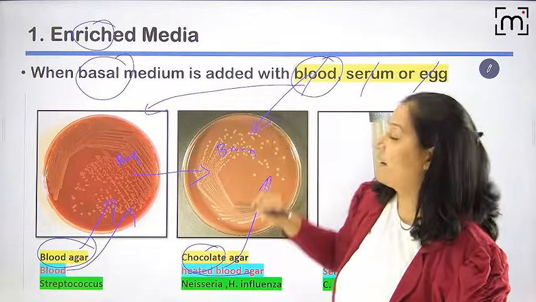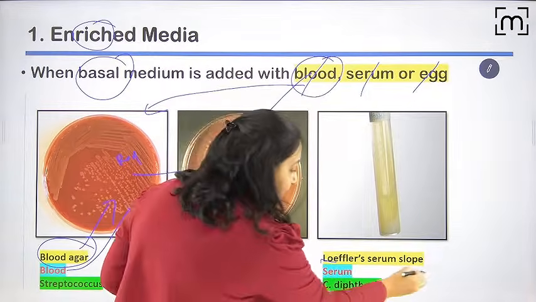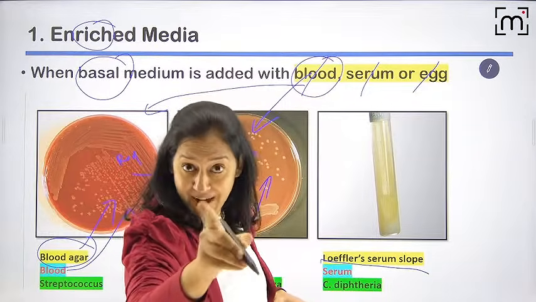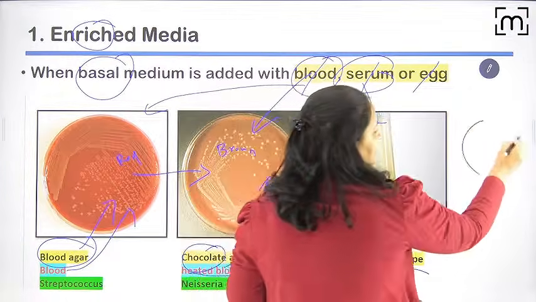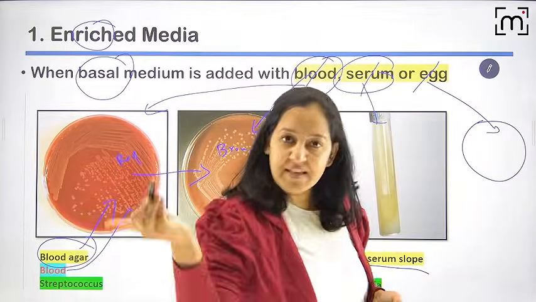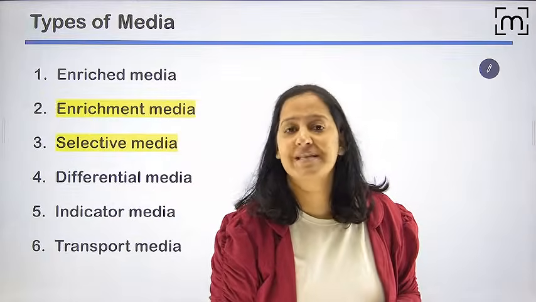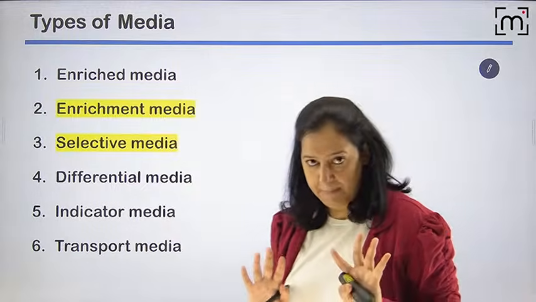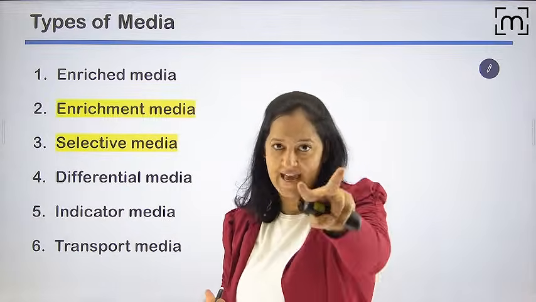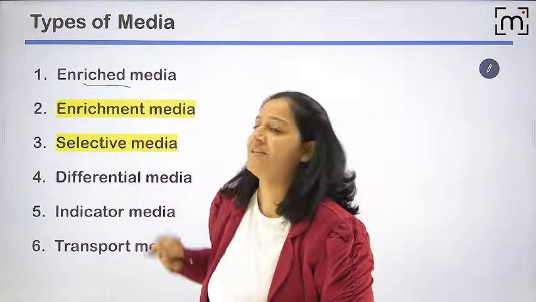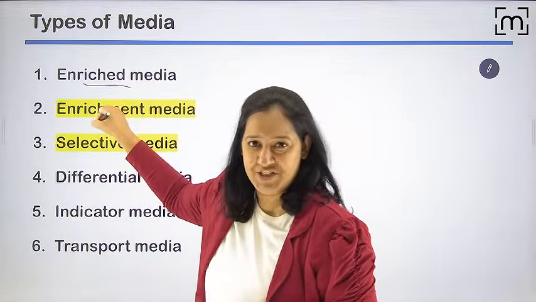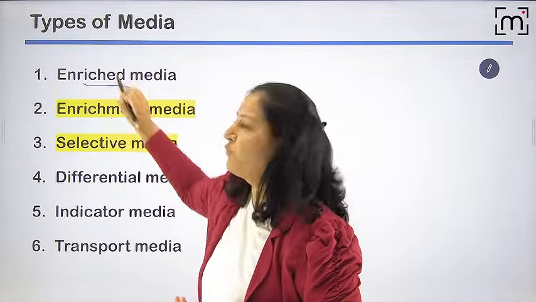This contains blood. This contains heated blood. And the third example is Loeffler's slope, mind it. It contains serum. The fourth example, you can add agar. It contains agar. So these are the examples of enriched media. You get questions on examples. Now, please see the next two. People, everyone here, see the gadgets. Please see. Enriched has nothing to do with enrichment. Only the spelling is matching. Otherwise, enrichment has nothing to do with enriched.